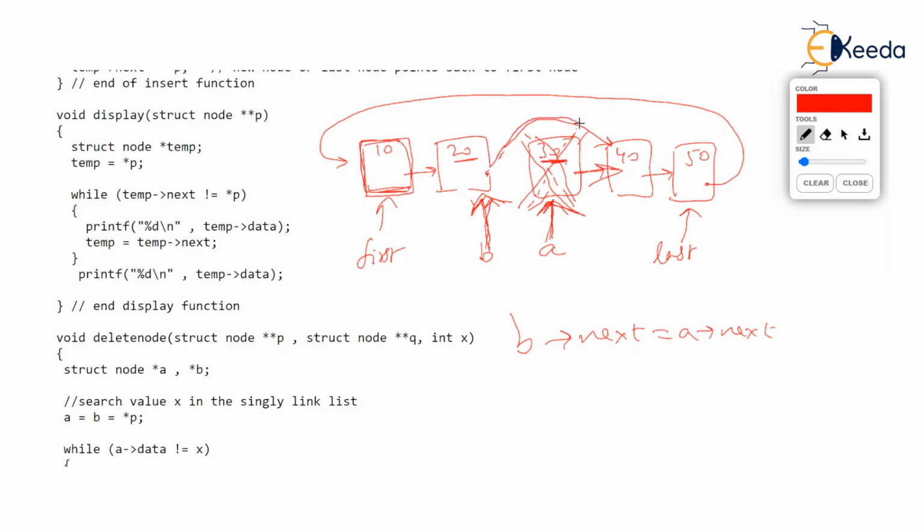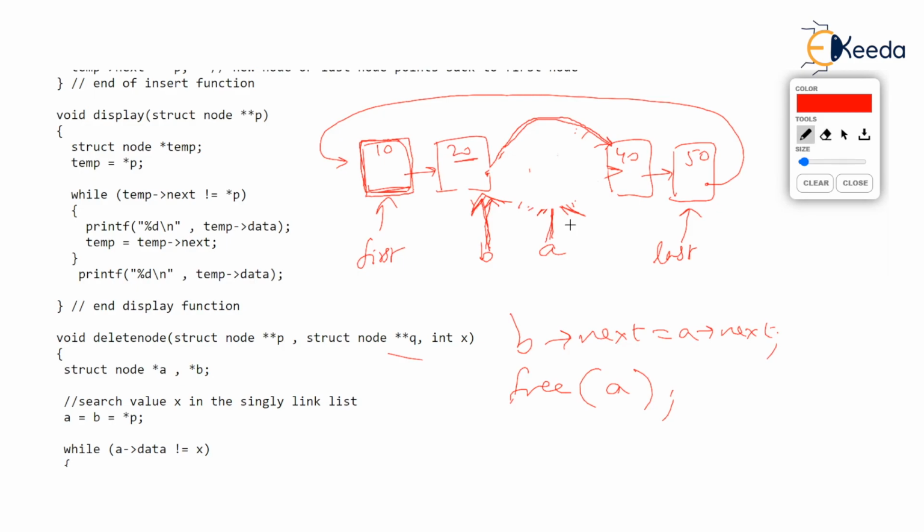So 30 is bypassed. After doing B arrow next equal to A arrow next, we can of course call free A. What free A will do is actually return the memory to which A points. So this 30 and the node in which it was stored will be released. So we are no longer consuming that memory, isn't it? But there is more to this actually.